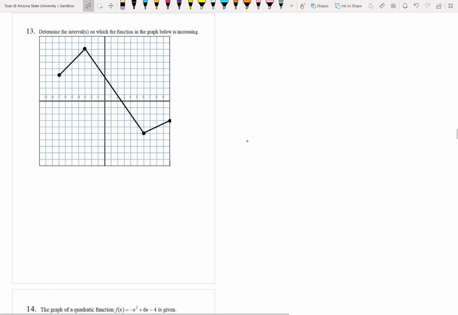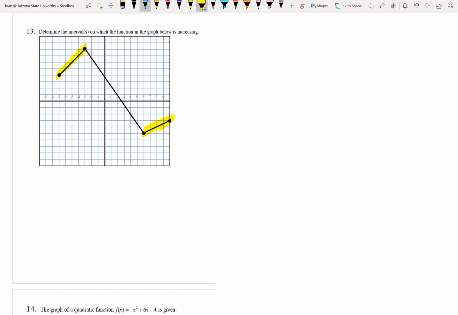Number 13 is just reading a graph. Where are the intervals of increase? And to answer this question, you sort of have to look at the graph left to right, and just look at the parts where the graph is going up. So hopefully it doesn't take a lot of thinking. We can see that the graph is going up in this chunk, in this chunk.